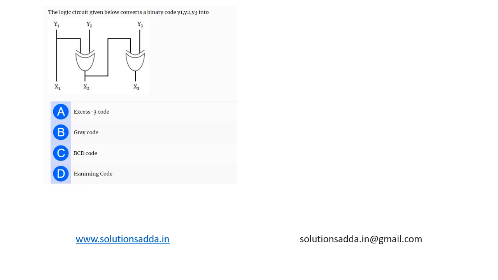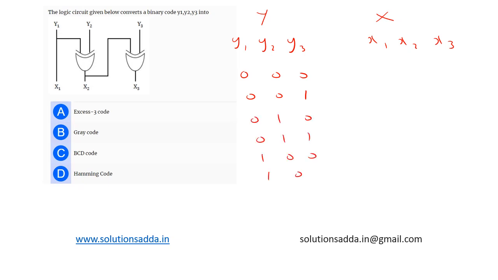This is a question from digital logic design. The logic circuit given below converts the binary code y1, y2, y3 into which of the following options? Let's try to understand what the circuit produces. This y is the binary input and x would be the output. We have y1, y2, y3 and x1, x2, x3. This in binary form would be 0 0 0, 0 0 1, 0 1 0, 0 1 1, 1 0 0, 1 0 1, 1 1 0, 1 1 1.